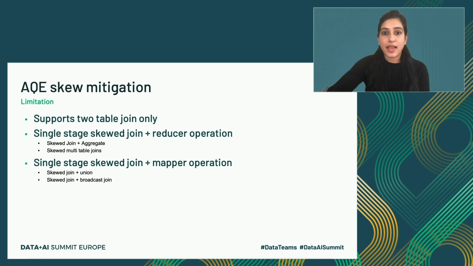AQE-based skew mitigation had some limitations, because of which it did not mitigate skew in our workflows in its original form. AQE skew mitigation supports mitigating skew in two table joins only. It does not mitigate skew in joins that are part of other reducer or mapper operations in the same stage. This includes a skewed join that could also include an aggregate operation or a union operation in the same stage. Since a lot of our existing pipelines fell under this category, it led to us building our first customization. This customization adds shuffles after a skewed join at runtime if it is followed by an operation that requires a specific distribution.